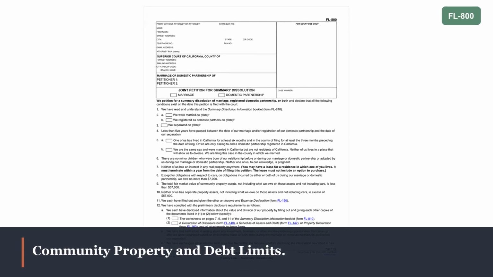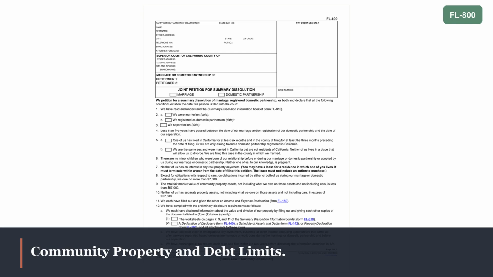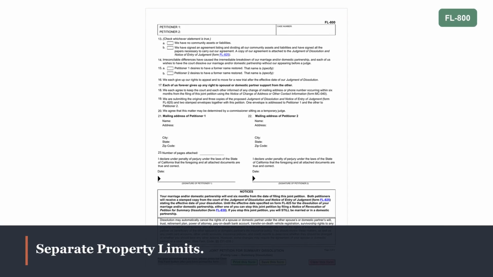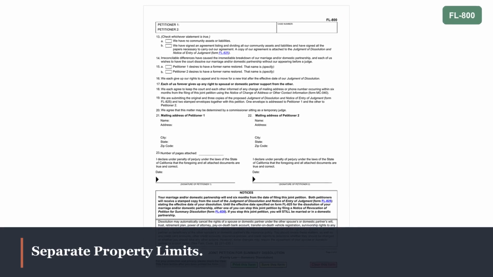Community property and debt limits. California sets a dollar limit on how much community property acquired during the marriage, and community debt, a couple can have and still qualify for summary dissolution. Separate property limits. There is also a separate dollar limit on how much separate property, generally property owned before the marriage or received individually by gift or inheritance, either spouse can hold.